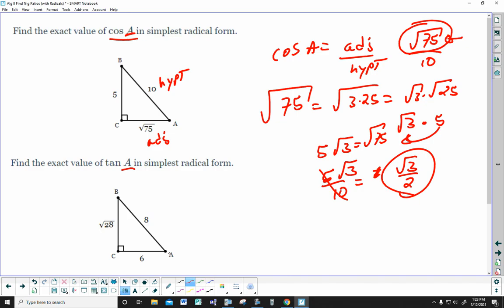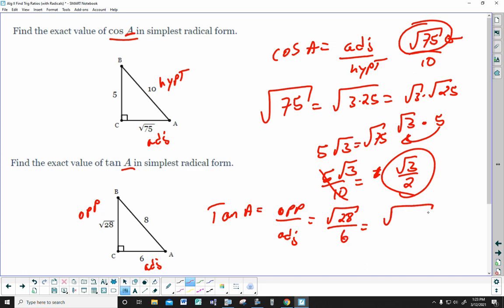Tangent of A. So here's A. This would be your adjacent side. This is going to be your opposite side. Tangent of A is going to be your opposite over your adjacent. Your opposite side is square root of 28 over your adjacent side, which is 6. 28 is 4 times 7. So that's square root of 4, square root of 7 over 6. So 2 square roots of 7 over 6. And you have to reduce this. So you get the square root of 7 over 3. That's your answer.